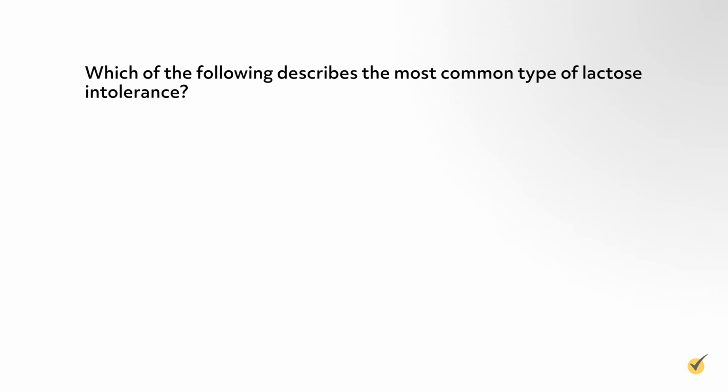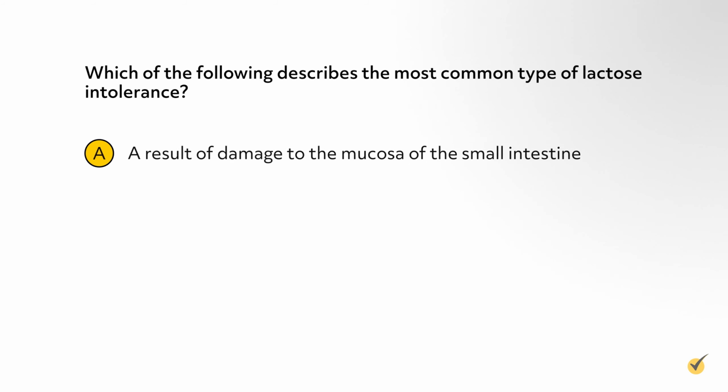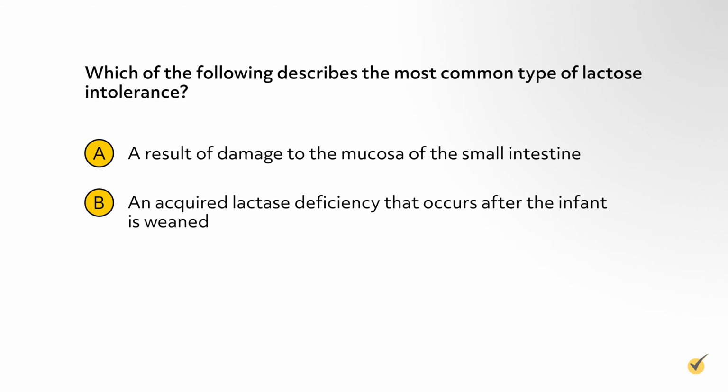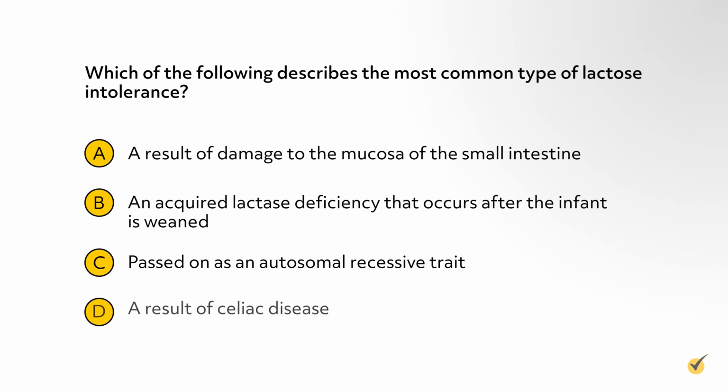Okay, before we go, let's look over a couple of quick review questions. Number 1, which of the following describes the most common type of lactose intolerance? A, a result of damage to the mucosa of the small intestine. B, an acquired lactase deficiency that occurs after the infant is weaned. C, an autosomal recessive trait. D, a result of celiac disease.